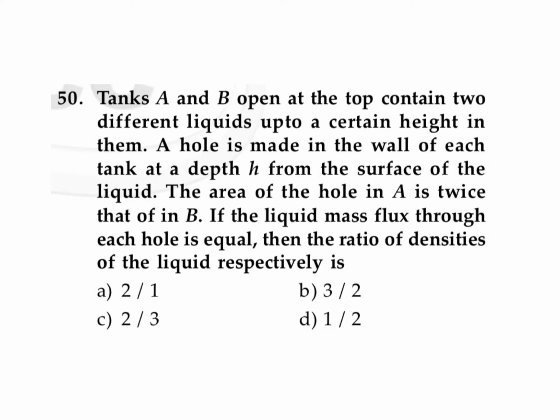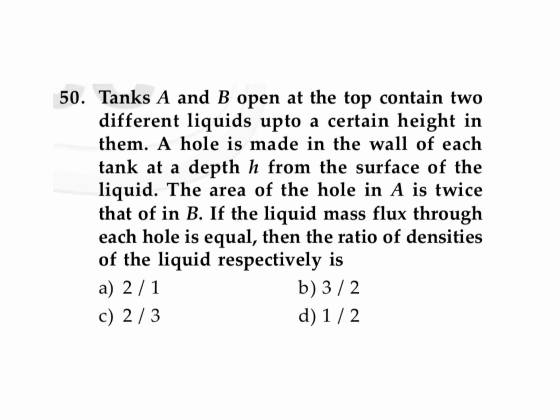In this question, it is given that tanks A and B, open at the top, contain two different liquids up to a certain height. A hole is made in the wall of each tank at a depth h from the surface of the liquid. The area of the hole in A is twice that of B. If the liquid mass flux through each hole is equal, then find the ratio of densities of the liquids respectively.